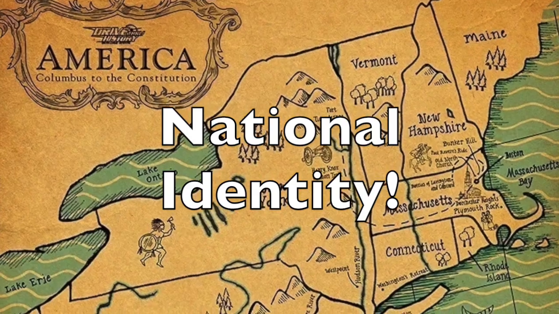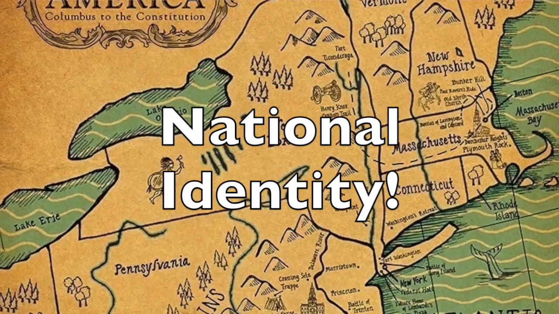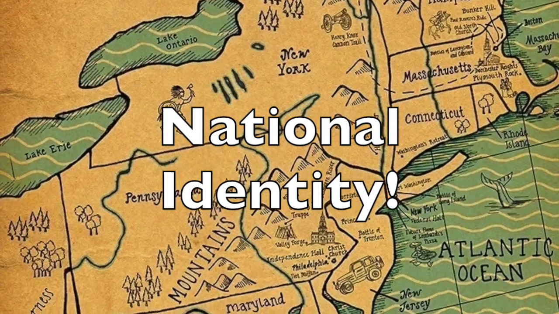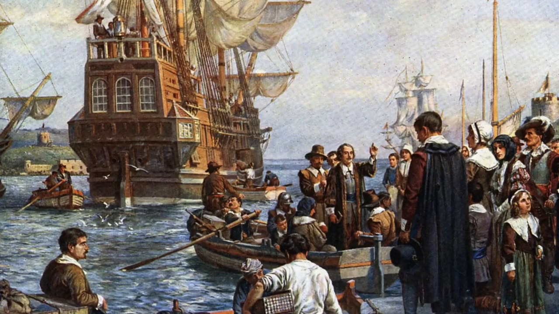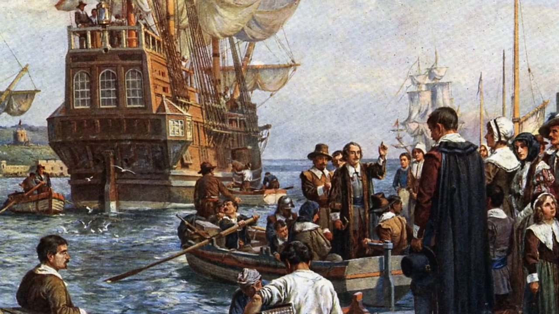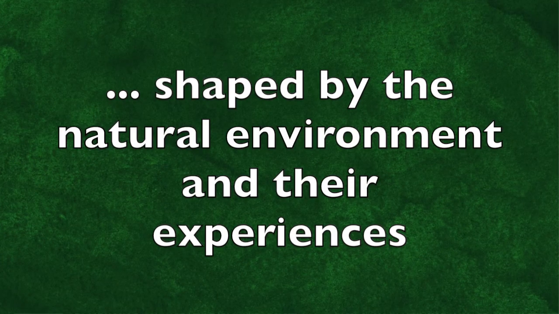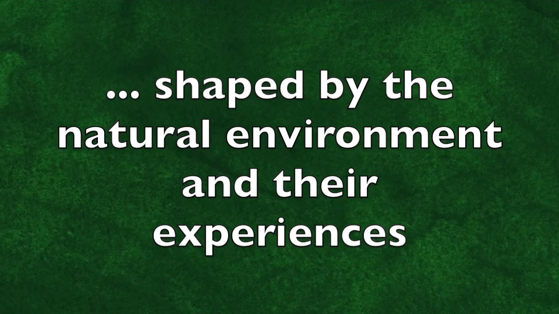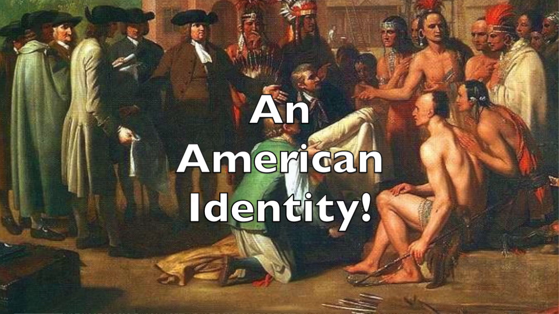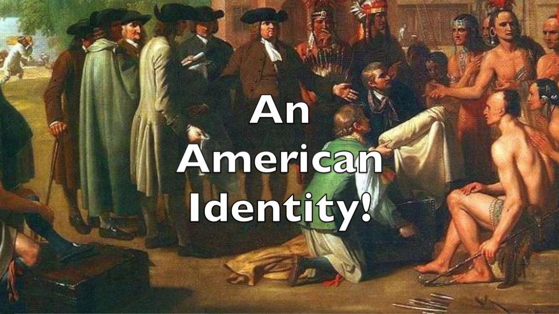Now let's move on to the emergence of a national character, or a national identity. Colonists came with different motivations, some for religious freedom, others for economic opportunity. But once in America, they were shaped by the natural environment and by their experiences here. This created a distinctly American identity.